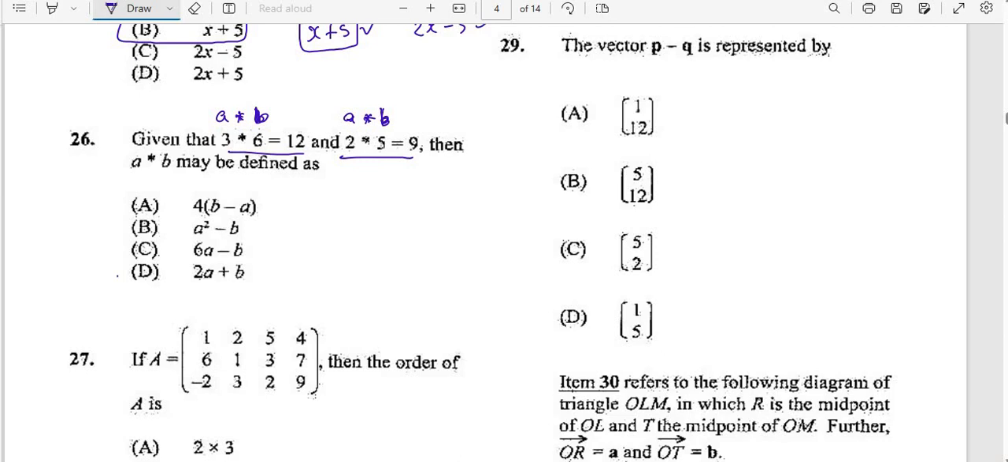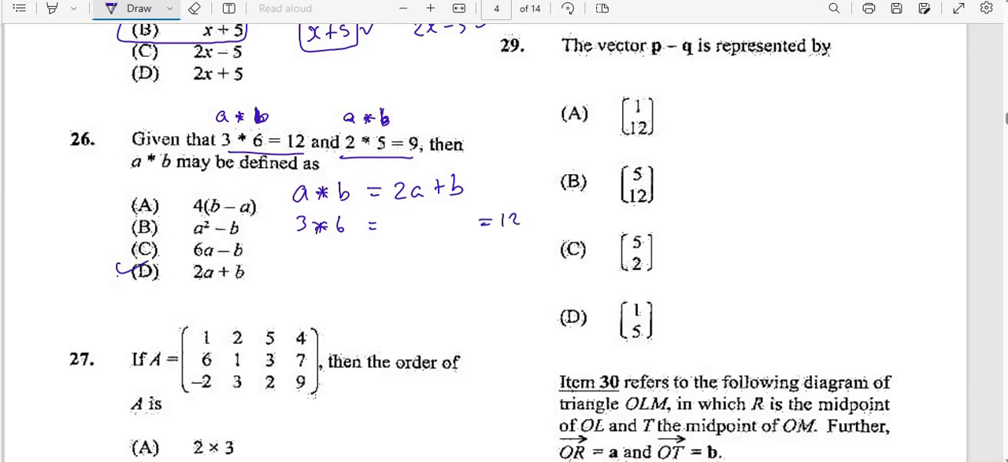All right, so I already worked this out, and the answer is going to be 2A plus B. I've seen this in previous questions, but let's see why it works. So we have 2A. You could go through all the other options to check, but because of time, I'm going to go straight to the one that really works. Let's use the first one. 3 star 6 equals 12.